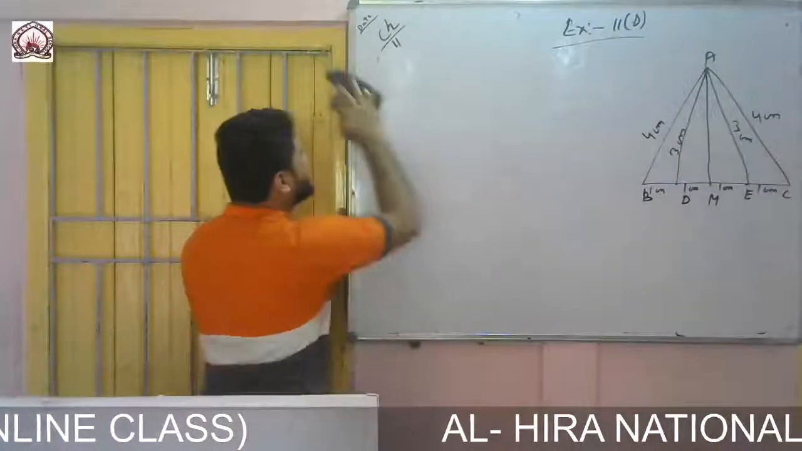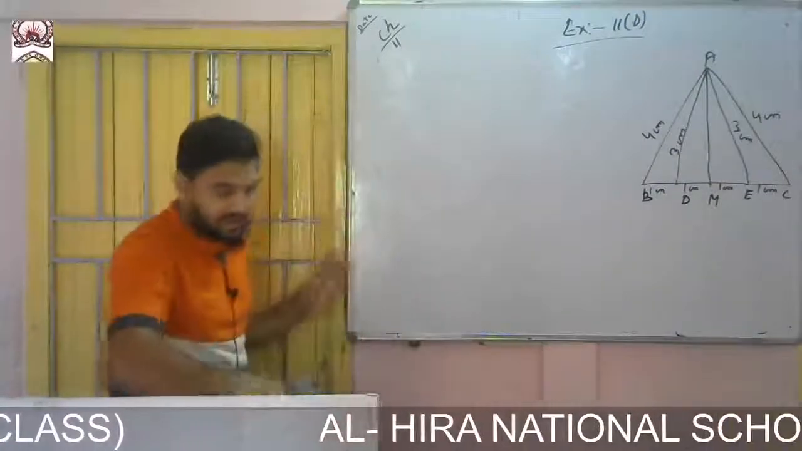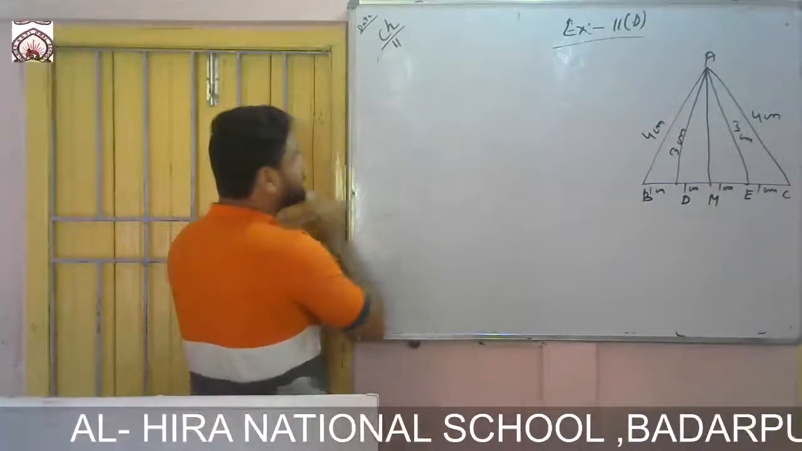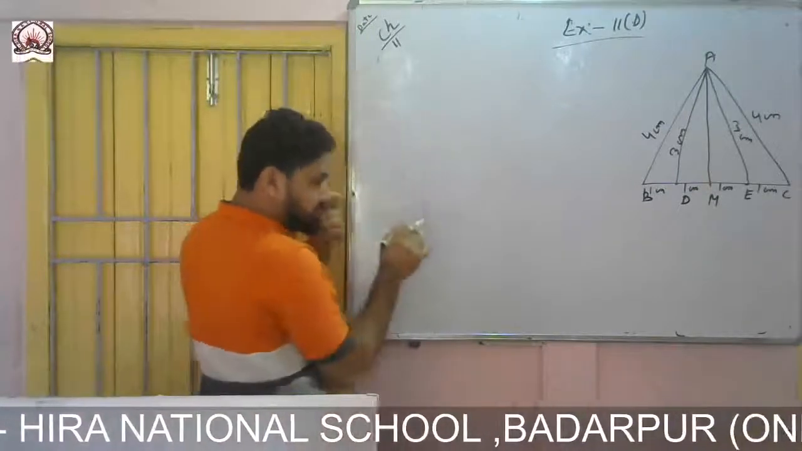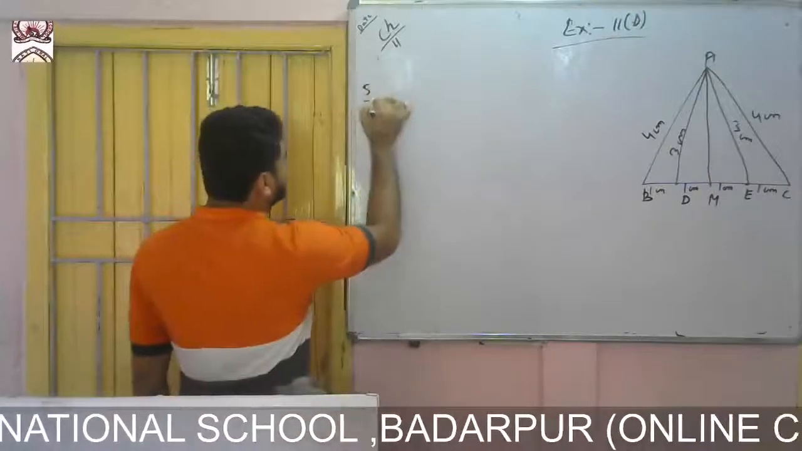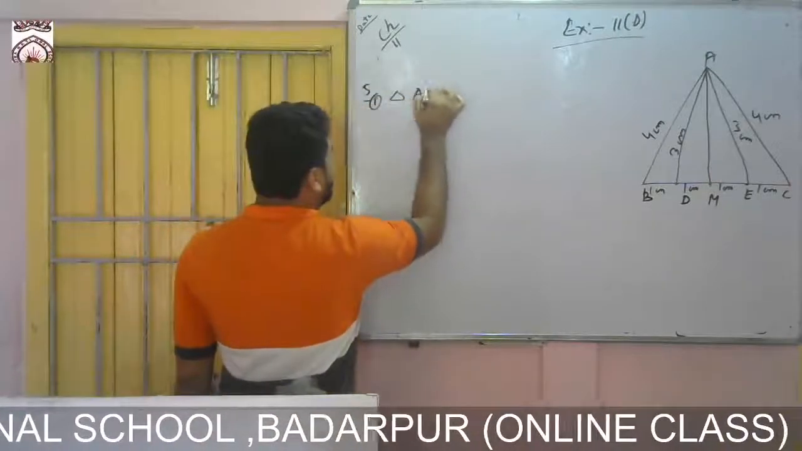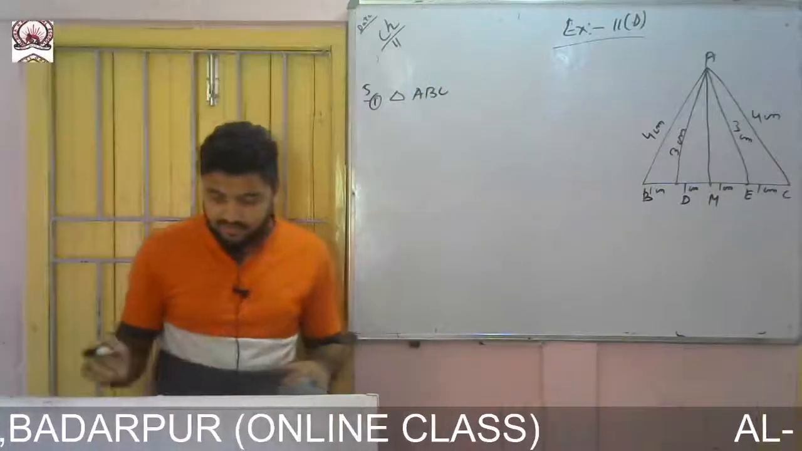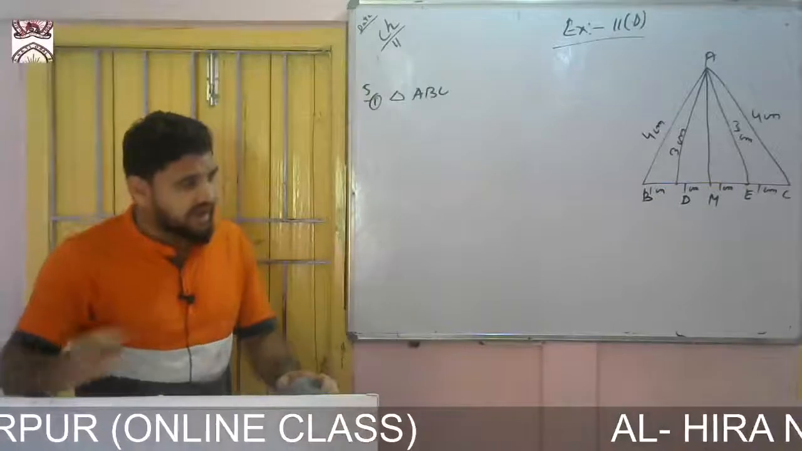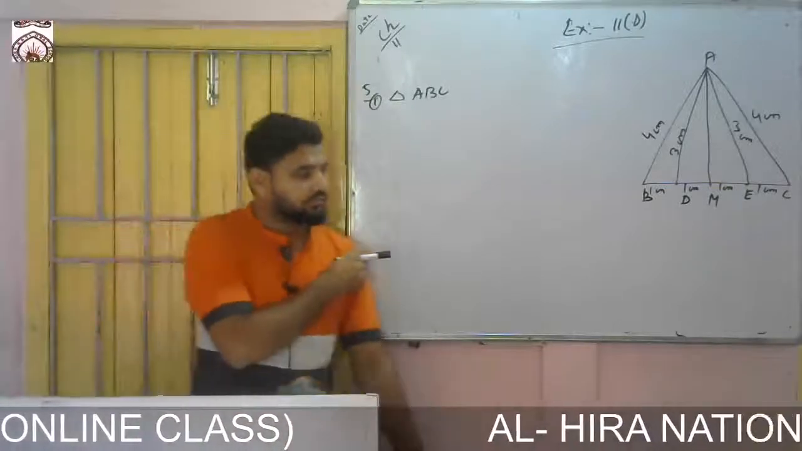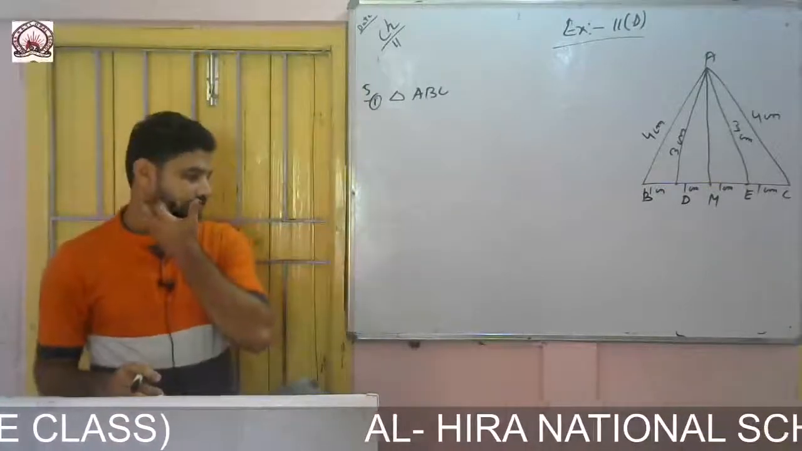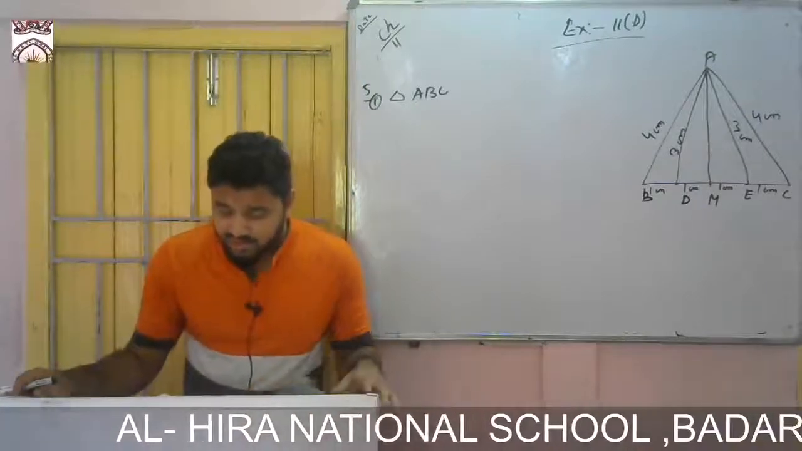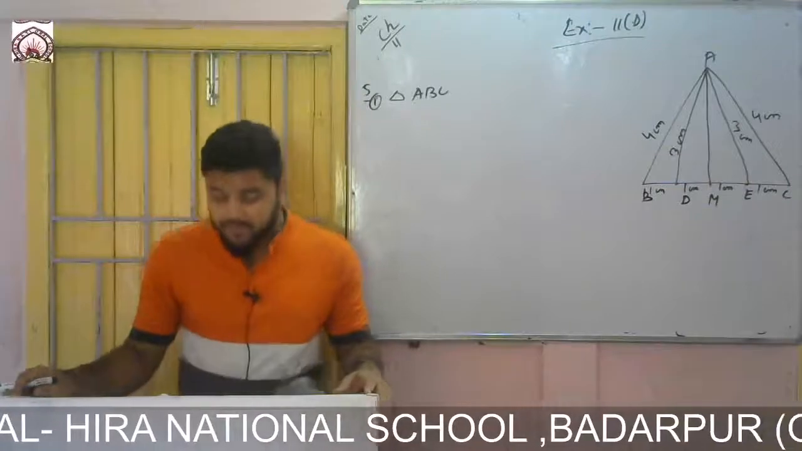So the first answer: triangle ABC is an equilateral triangle. Now name the isosceles triangle. That means the triangle in which two sides are equal.